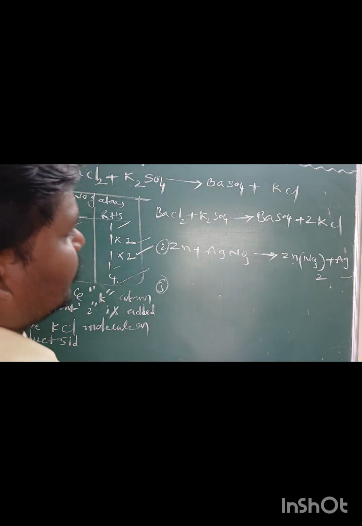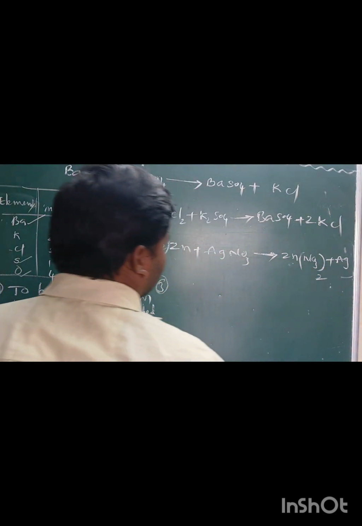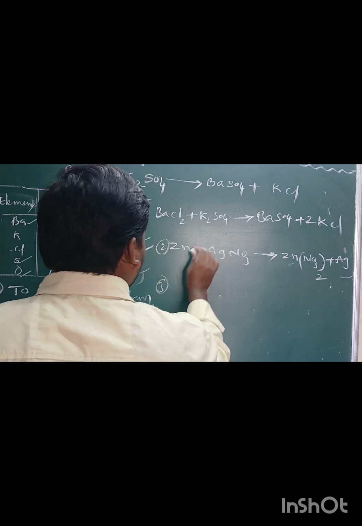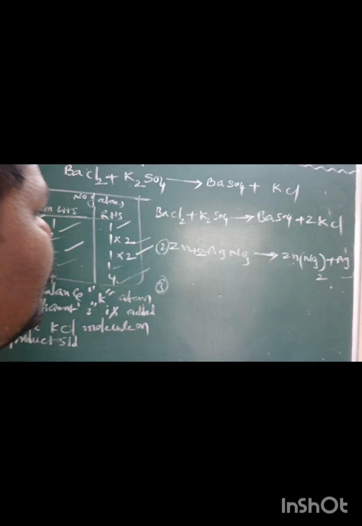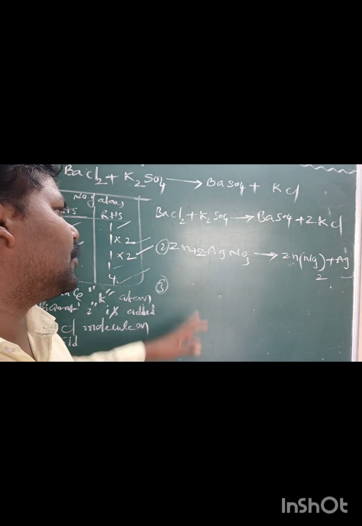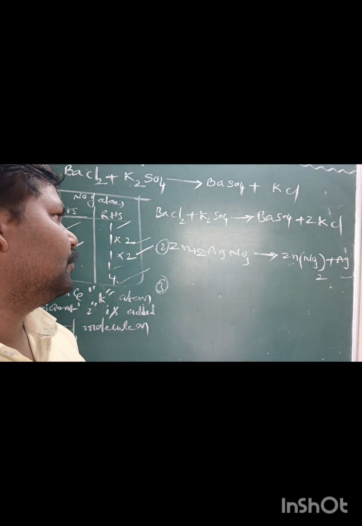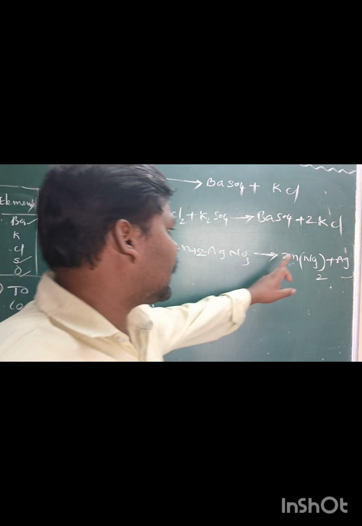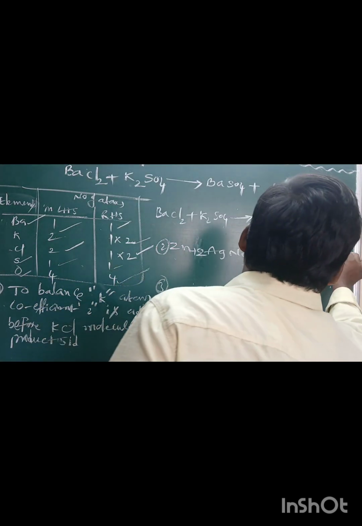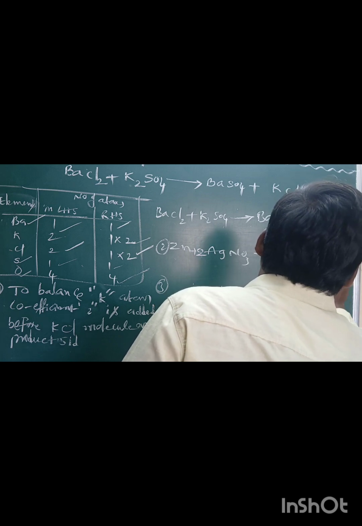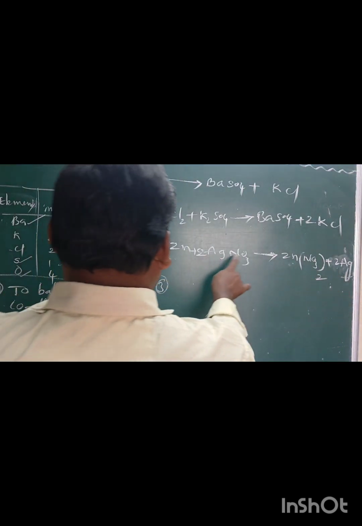How to balance this one, sir? One silver is there. Nitrogen 2 is there. That's why now I am writing here. To balance the silver atom, coefficient 2 is added before the AgNO3 molecule on the reactant side. Then we can observe here zinc atoms 1, 2 Ag. Here coefficient 2 is added before Ag on the product side. 2AgNO3.